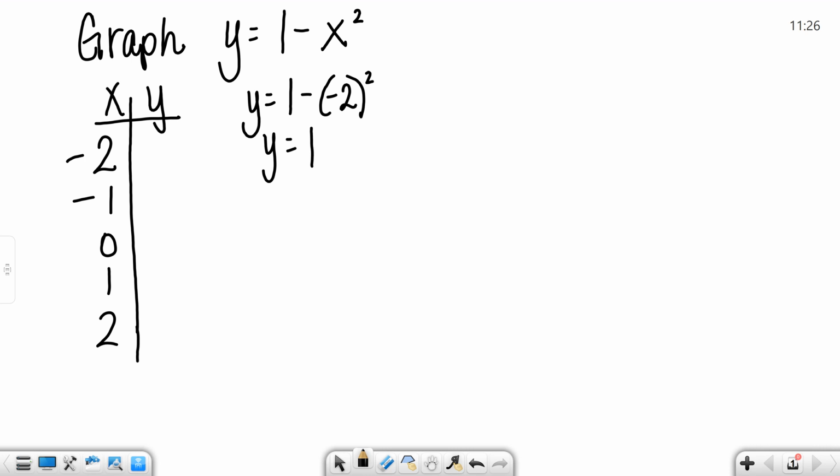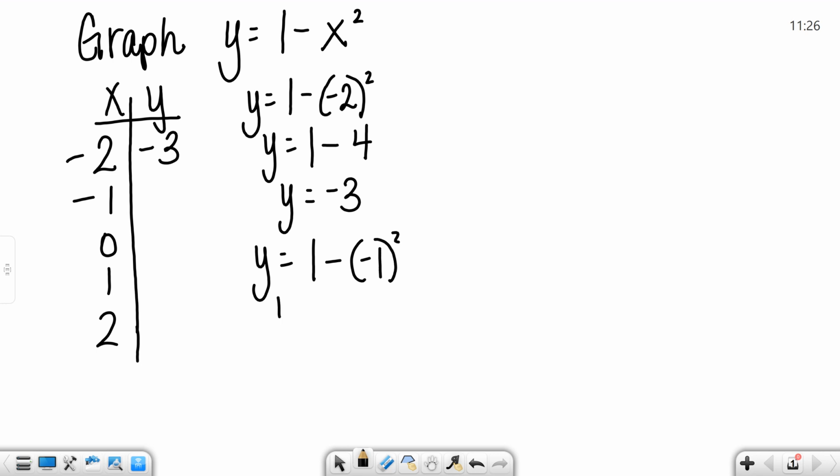So let's be careful here with our arithmetic. Negative 2 squared is positive 4, but there's still a minus in front of that parentheses. So we get y is negative 3. All right, on this next one, negative 1 squared is positive 1, but we still have the negative in front of the parentheses. So 1 minus 1 is 0.